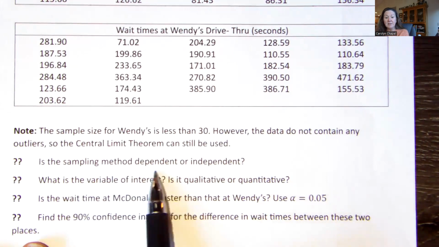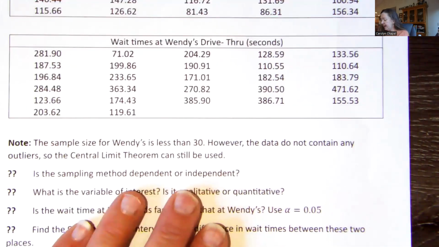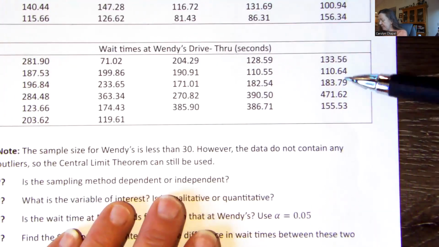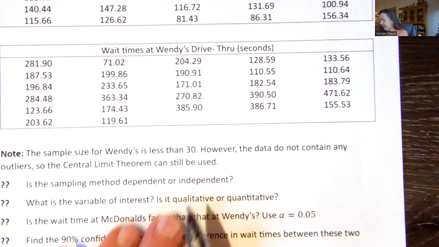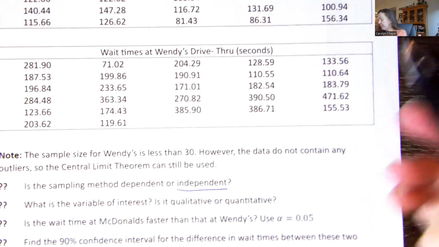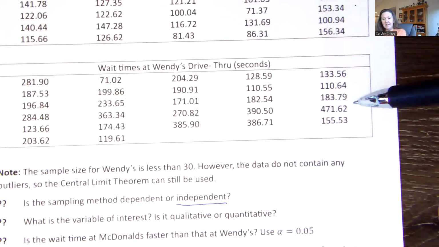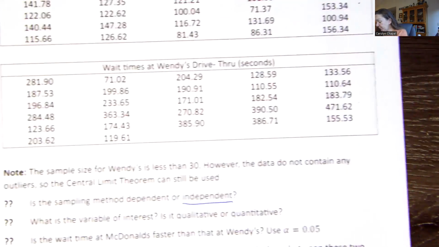Is the sampling method dependent or independent? Provided they did a good job of choosing these samples, they weren't like actual same people going from one to the other, we should be fine. They did say it was a simple random sample, so these groups are going to be independent from each other because the people that attended here did not attend here or vice versa. And also we don't have the same sample size, so we know that that is not the case.